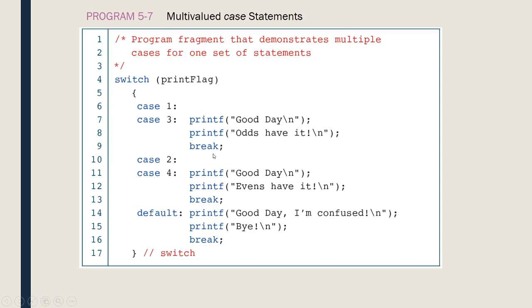So this program shows the fragment that demonstrates multiple cases for one set of statements, because there are many cases to be executed for one set of statements. Like there are 2 cases when print flag is either 1 or 3. So 2 cases will be executed.